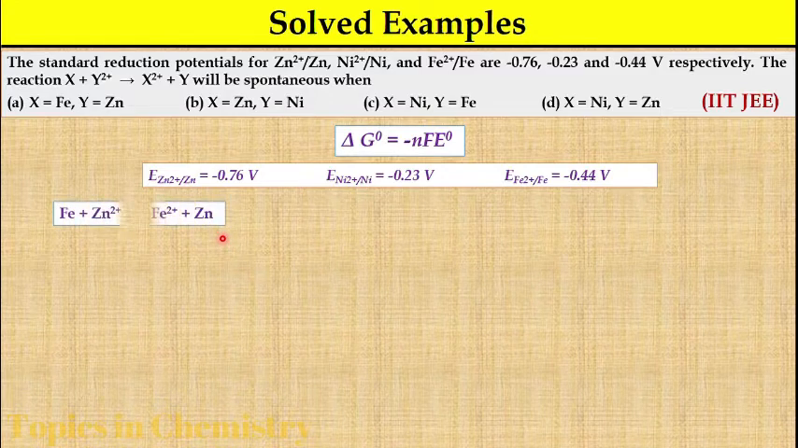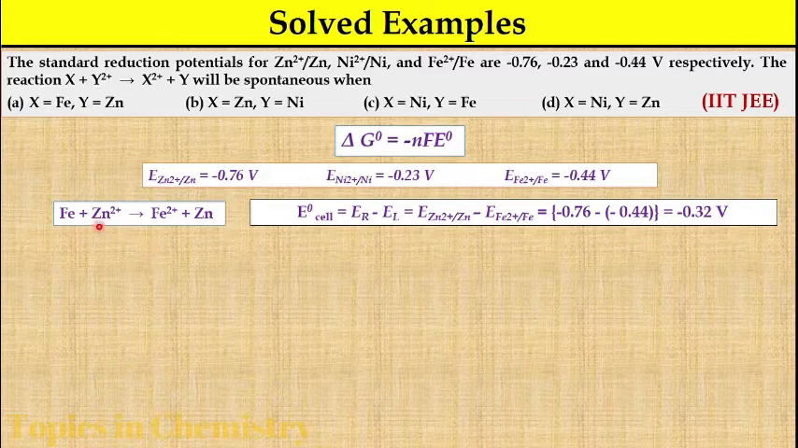Now for the first option, X is equal to Fe, Y is equal to Zn. So put the values: Fe plus Zn2 plus converts to Fe2 plus Zn. Here you can see Fe oxidizes to Fe2 plus. But the reduction potential is lowest for Zn2 plus to Zn, that's why it is very difficult to reduce Zn2 plus to Zn. But among these three, it is easy to reduce Ni2 plus to Ni because it is the highest among these three. Now see what is the E0 value for that reaction.